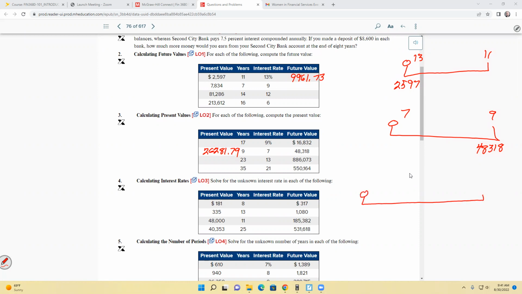Let's do 185,382. We got 48,000, 11 years, and we're looking for our interest rate there. What's our interest rate to take 48,000 to 185,382? Go ahead. 13.07. Yeah. Is everybody good on that?